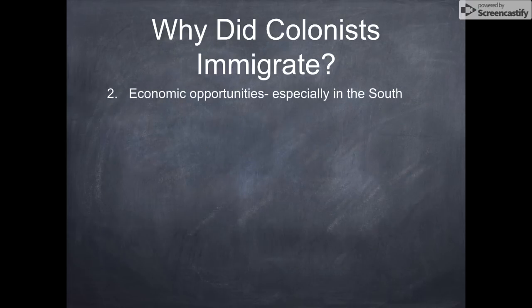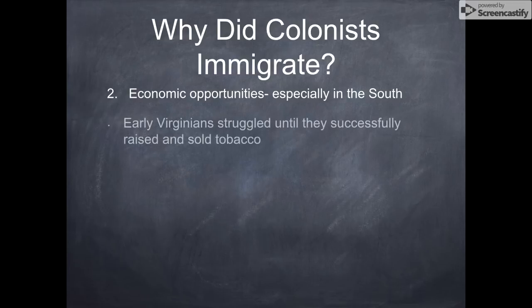All right. The next reason, economic opportunities. So this is the gold part. Economic opportunities, especially in the South. So when they discovered this new land, they said, oh, wait a minute, here's a whole new kind of land that has all these raw materials that haven't been used. Now, were they being used by the Native Americans? Yes. But of course, these colonists didn't care. They saw them as free materials and ways to make a profit. Early Virginians struggled until they successfully raised and sold tobacco.